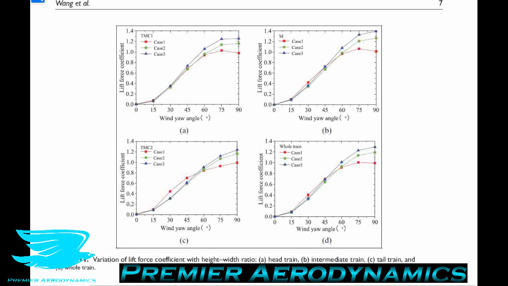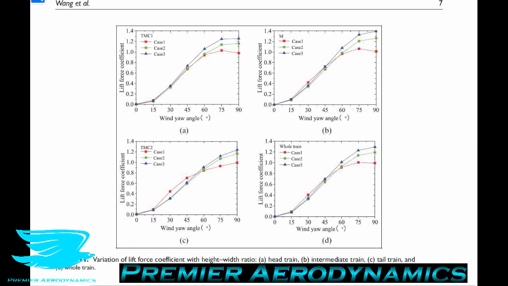We don't really have any surface pressure measurements for these cases, so I don't know exactly the reason why this happens, but I think the reason we get an increased lift coefficient with increasing height to width ratio is because we get more deflection of the wind. What that means is that the wind will jump over the carriage more, and that potentially results in lower pressure on top, and that results in more lift.